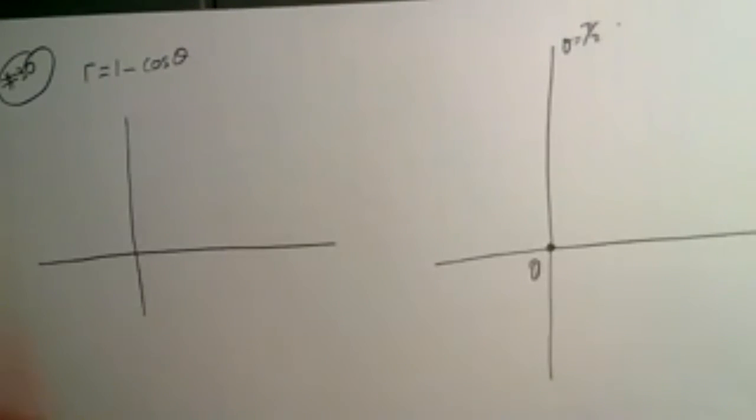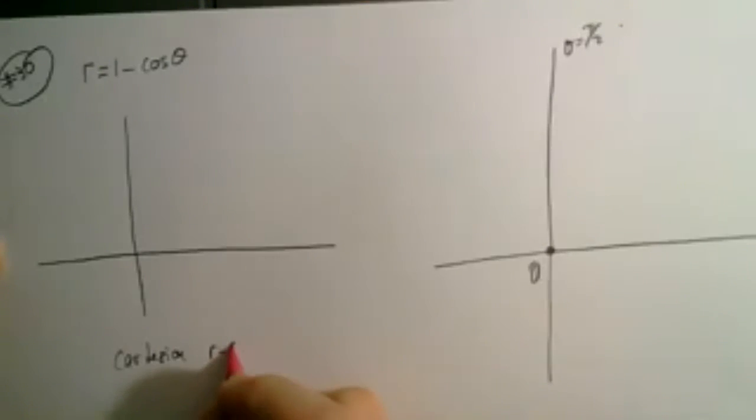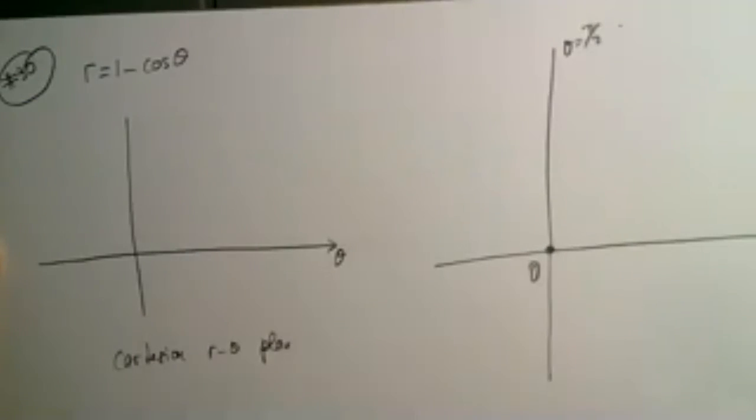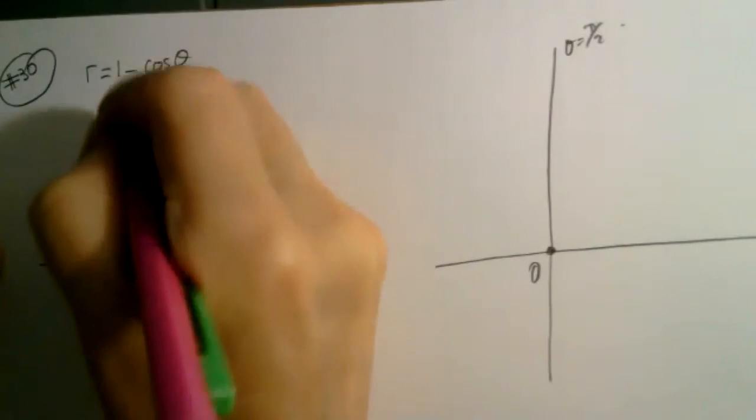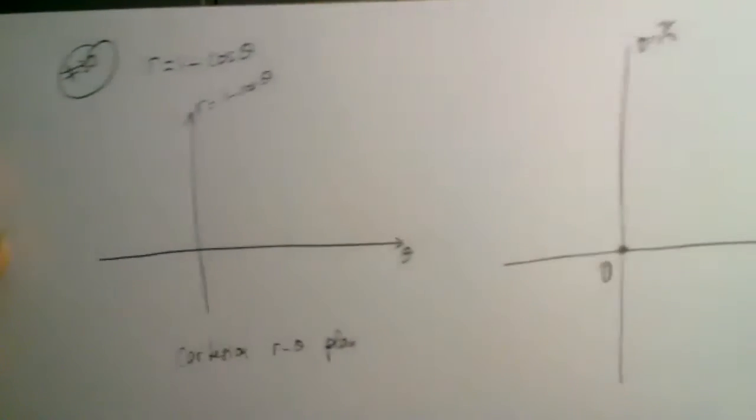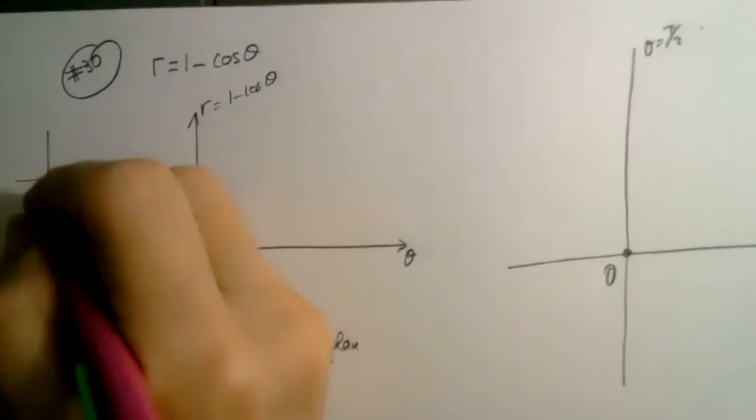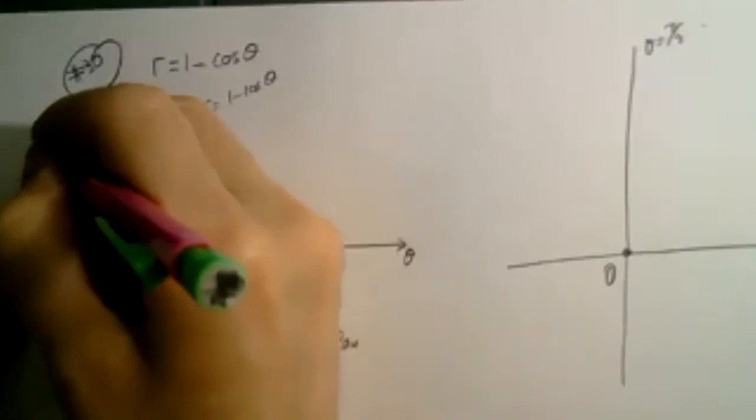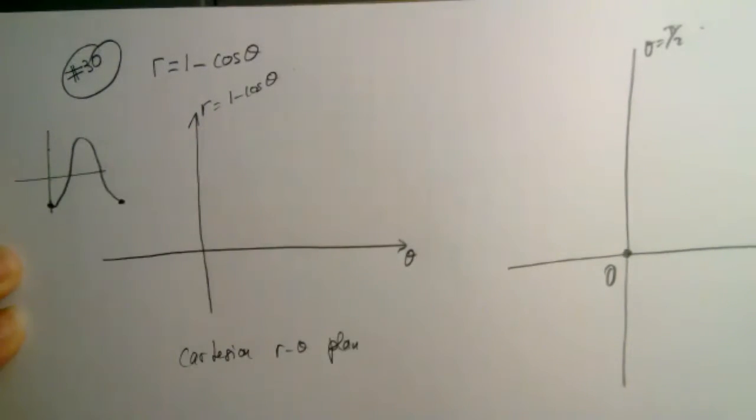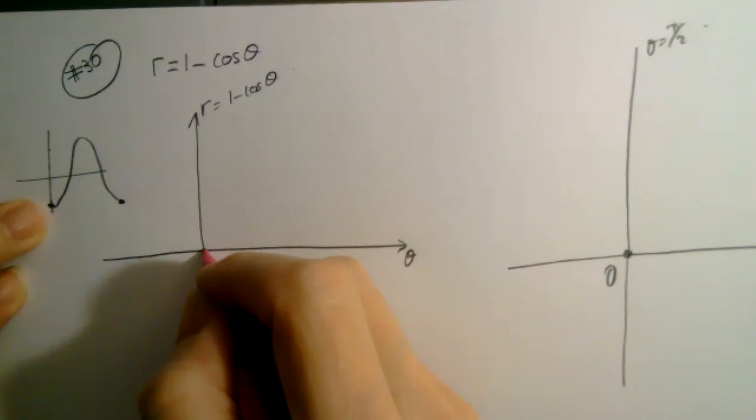Now 1 minus cosine, so this is the Cartesian r theta plane. It means the values on the horizontal axis are the theta values. The values on the vertical axis are the r values. And how does 1 minus cosine look? So on the side, I do minus cosine. Cosine starts from here, minus cosine starts from here, and goes like that. And I have to shift it up by 1 unit because it's 1 minus, so shift up by 1 unit.